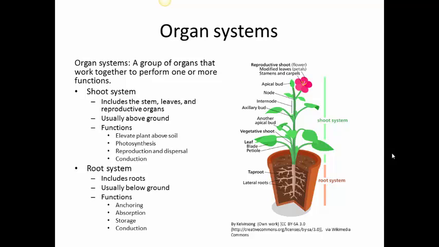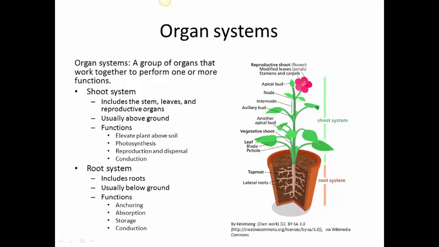One of the functions is to elevate the plant above the soil so that the leaves can intercept the sun and photosynthesize. The shoot system is also involved with reproduction. So those flowers need to be out in the sun, advertising to attract pollinators. The shoot system is also involved in the dispersal of seeds in the angiosperms via fruits. And as we mentioned, one of the main functions of the stem is conduction. So there's a lot of movement of fluids within the shoot system.